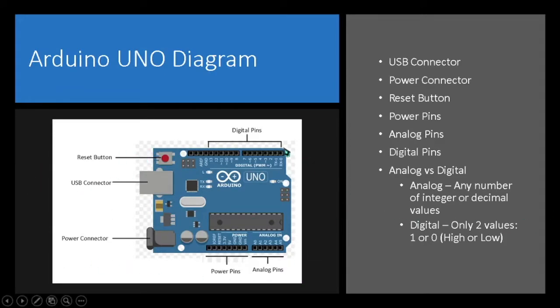Now, you've just bought your Arduino, and it looks something like this. Now, you need to know what each of these pins do, and the different connectors, and the big red button. So, this gray port is a USB connector. This is what allows your computer, which you program on, to connect to the Arduino via USB cable, and you can upload whatever programs you've written to the Arduino using the USB connector.